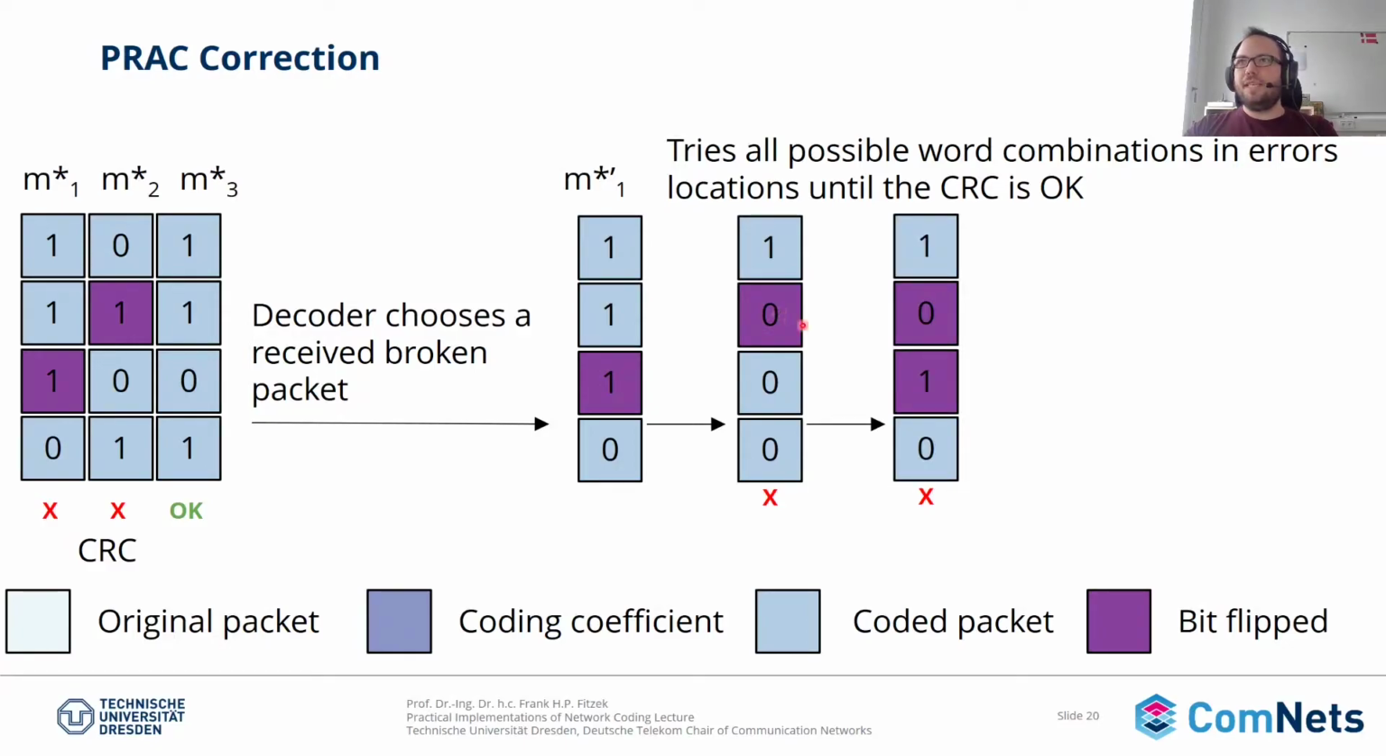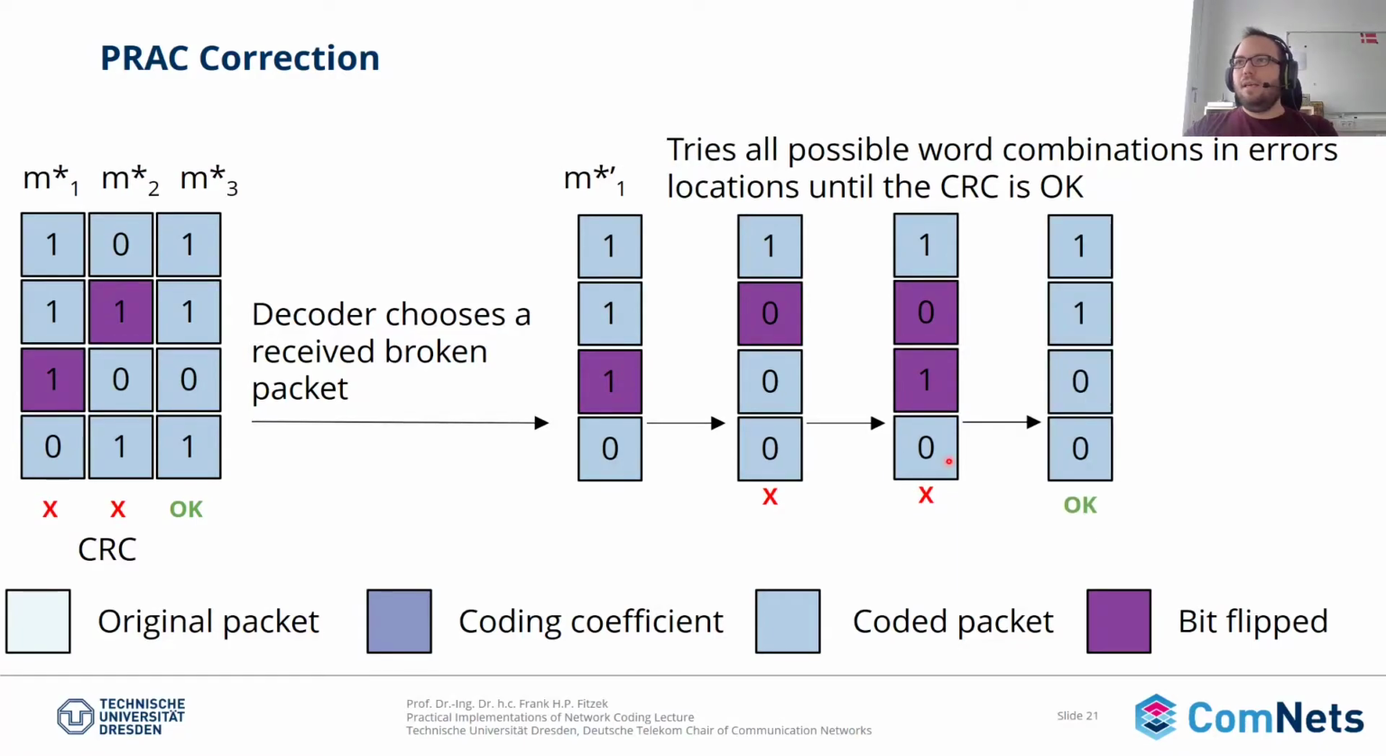Then it will change again to 0, 1. Now we know that these two are wrong, therefore the CRC will fail. Then it will try the next combination, which would be 1, 0. And in this case, the CRC is correct. Now this packet has been corrected.